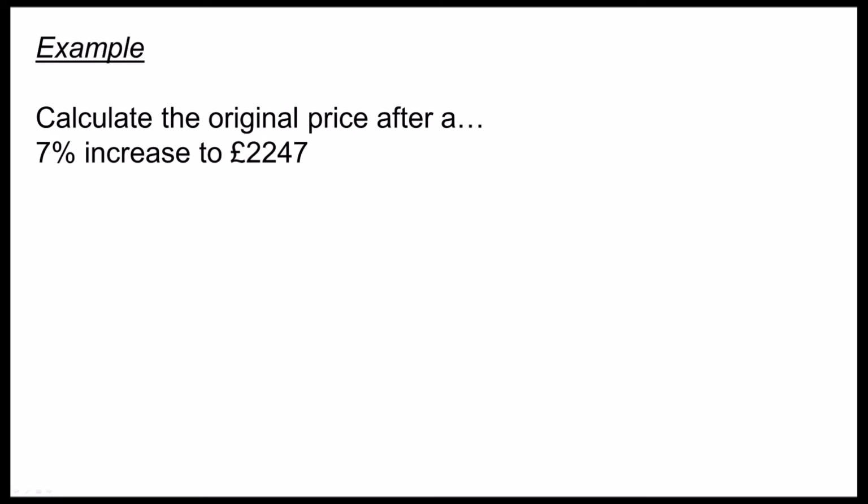Now, what's really tempting to do for questions like this is to work out 7% of 2,247 and take it away. That would not be correct. This is because we increased it by 7% of the original price, whereas you'd be calculating 7% of the new price, 2,247. Instead, we can draw a diagram of how we got to this answer and then reverse it to work our way back to the original price.